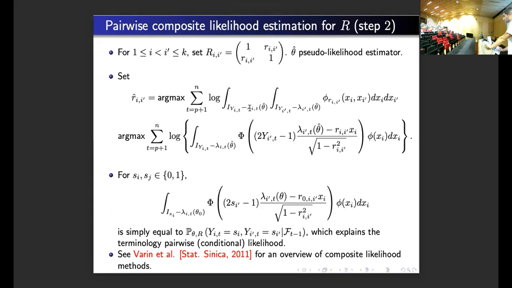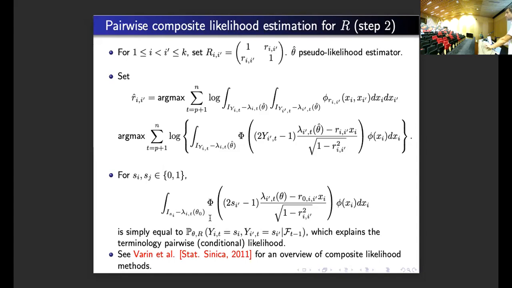So not in the expression of the likelihood, but we use a pairwise likelihood. Simply, you can just compute the probability of a pair: you compute the probability to take two values 0, 1 for the species i and the species i prime, conditional on the past. So you obtain an expression of this probability, and you take the sum of the log, sorry, and then you optimize this. Once again, it's not the likelihood method, but it's called the pairwise likelihood method.